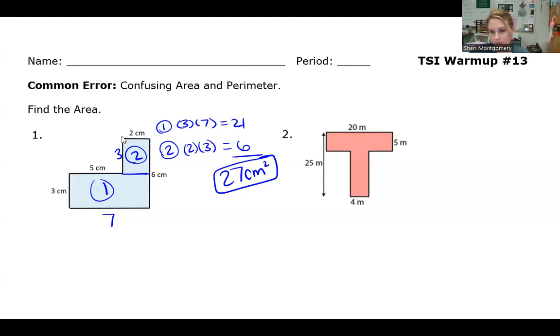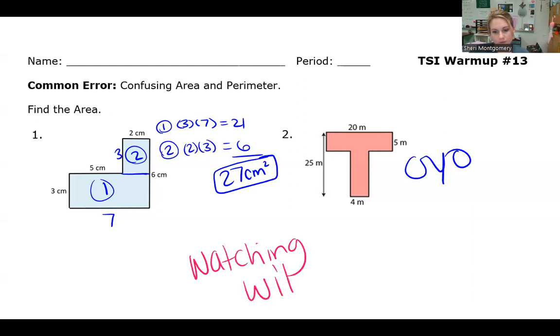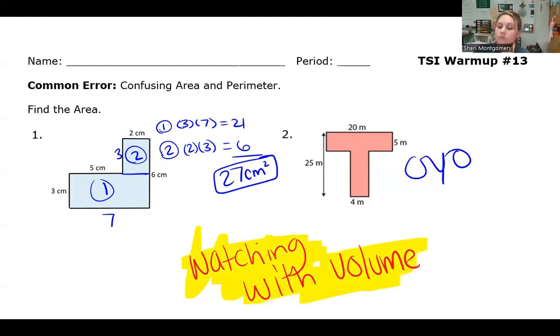So the next one you will do on your own, and you need to make sure that you are watching with volume. I cannot stress that enough. Watch with volume. So make sure you are watching with volume. You're going to finish up the warm-up and turn that in.